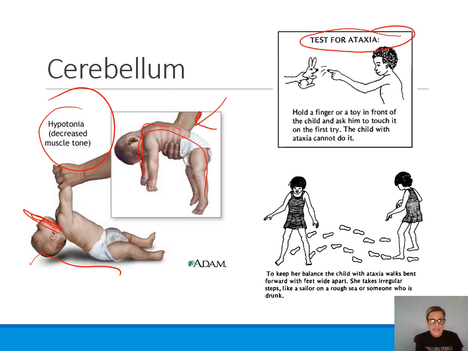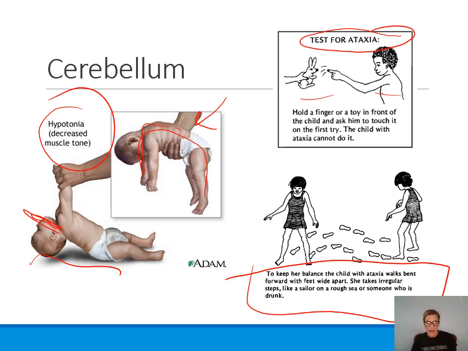Ataxia, you see the test for ataxia: hold something in front of the child or the patient and ask them to touch it. Someone with ataxia can't just reach out and touch it appropriately. They're going to overshoot, or shoot to the left or to the right. And here, this is the gait that we see in someone with ataxia, loss of coordination. You see that their posture is kind of trying to maintain balance with the arms. The legs are wide. The steps are irregular. They say it's like somebody who's walking on a boat on rough seas or someone who is drunk, because the movements just are not coordinated.